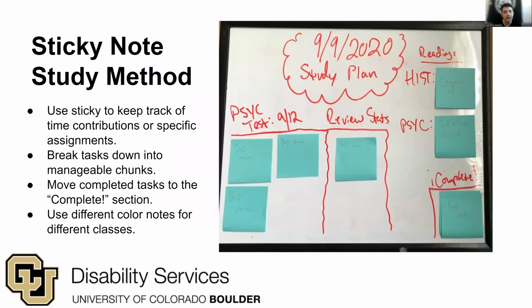One method to help you make the most out of your study time is called the sticky note study method. Using sticky notes, write down the specific assignments or time chunks for studying and break them down into manageable chunks. Once you've completed one task or amount of studying, move it into the complete section. It helps to use different color notes for different classes to see how much time you're spending on each class.